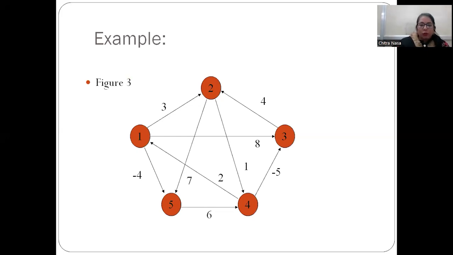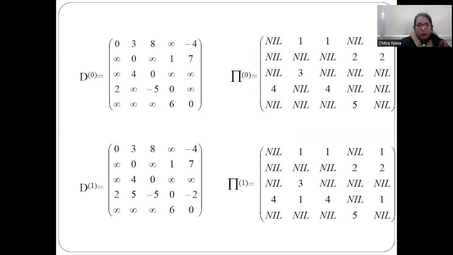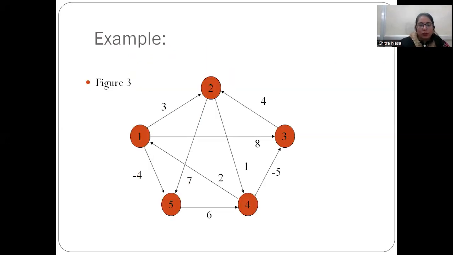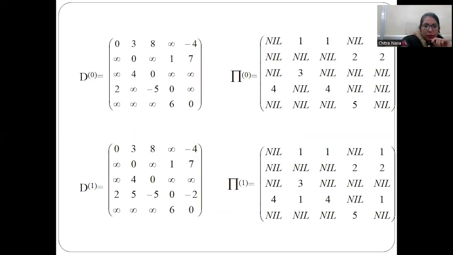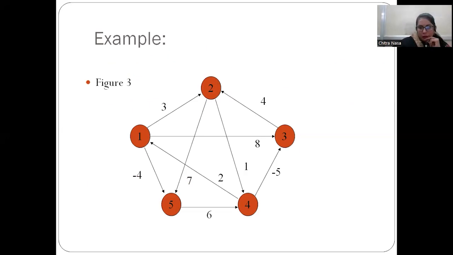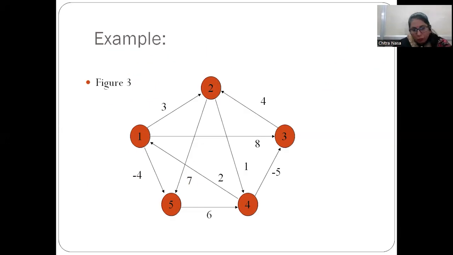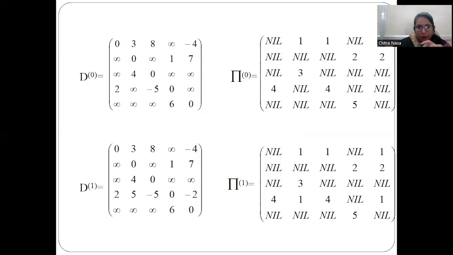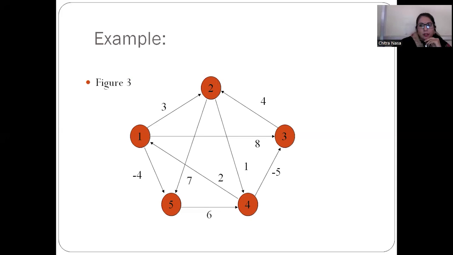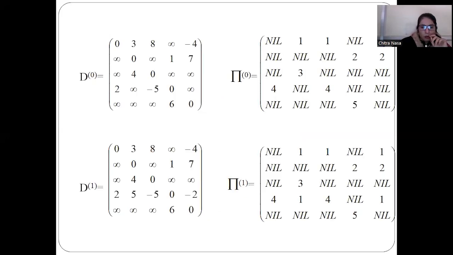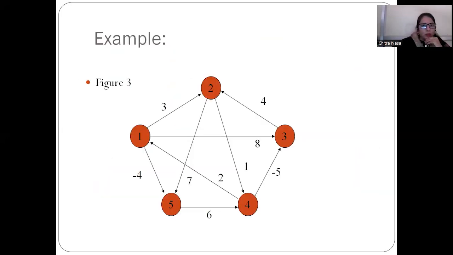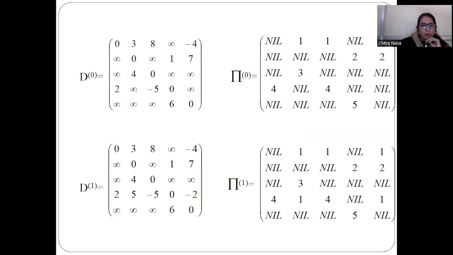And this we will write here: D note and pi note. Like 1 to 1, the self distance is always 0. So in the distance matrix, we will see the diagonal is always 0. Now let's see, 1 to 2 there is a weight of 3. That is the minimum we will define here. Then 1 to 5 there is minus 4. We have defined it. Then 1 to 3 there is an 8. We have defined it, right? But 1 to 4 there is no direct path, so we will write infinity here.